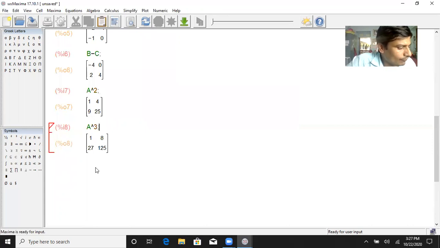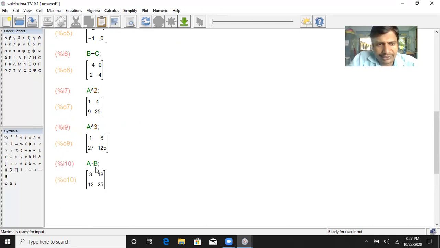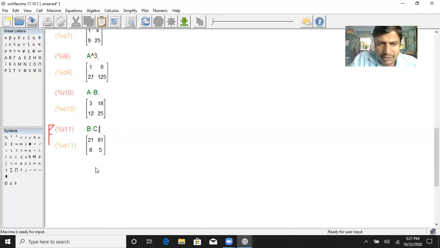Next, that is A into B. That is A into means that is star. A star B, then shift enter. Okay, A star B. Then semicolon, then shift enter. After that, go to here. That is B into C. That is B star C. Okay.